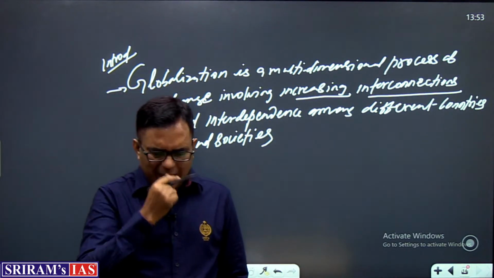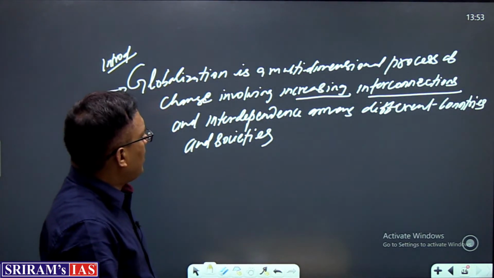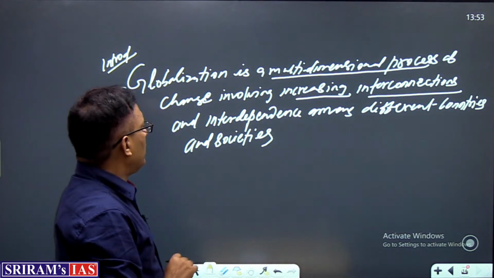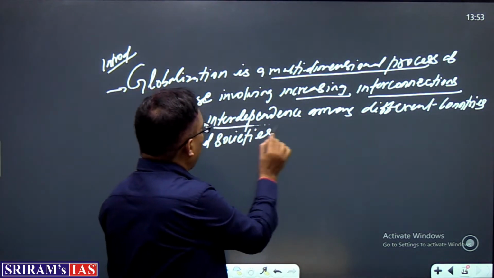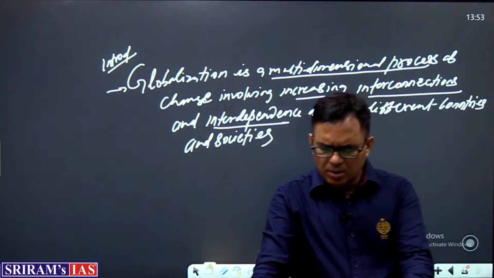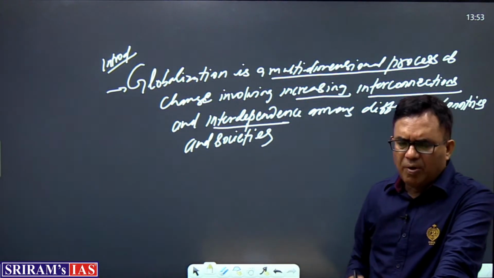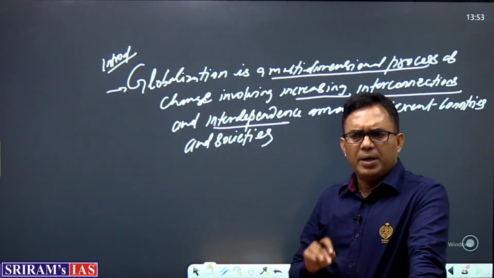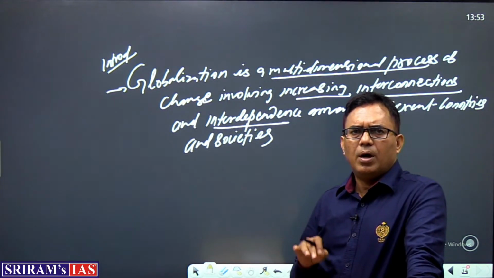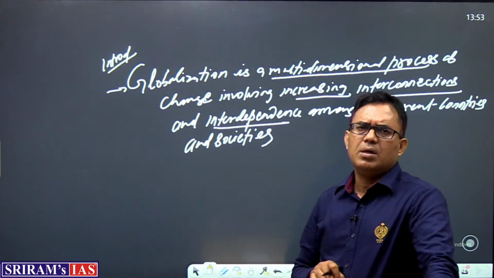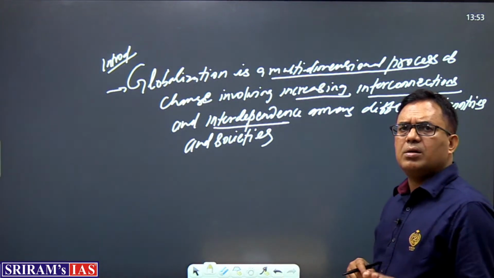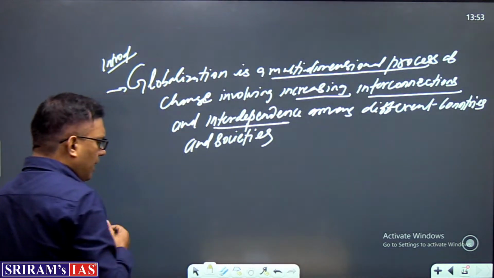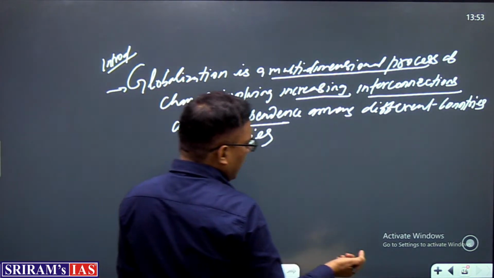We can start from that: globalization is fundamentally a multi-dimensional process of change, not just the economic dimension, involving increasing interconnections and interdependence among the countries of the world. So it involves cross-country flow of capital, information, technology and labor power. In this way, this multi-dimensional process has affected our social and cultural dimensions as well. This is the introduction part.